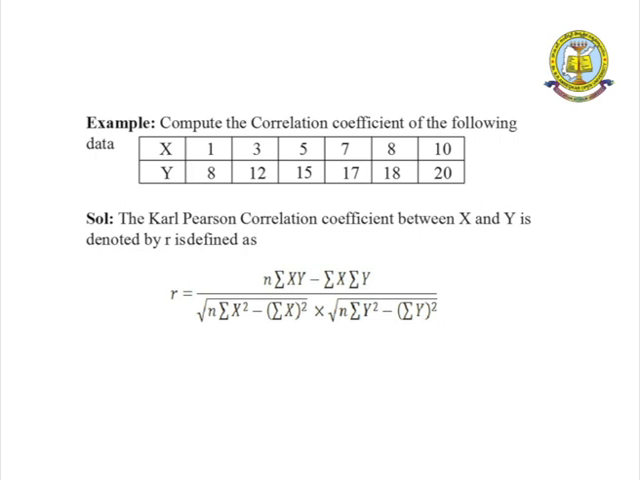The Karl Pearson correlation coefficient between x and y is denoted by R, as you already know, and is defined as R is equal to n into summation xy minus summation x into summation y, divided by under root of n into summation x square minus summation x whole square, into under root of n into summation y square minus summation y whole square. So, this is the formula. Now, we need to calculate the above mentioned values by making use of table format.